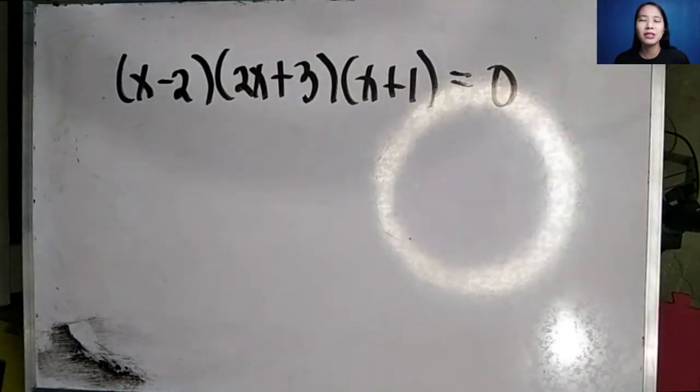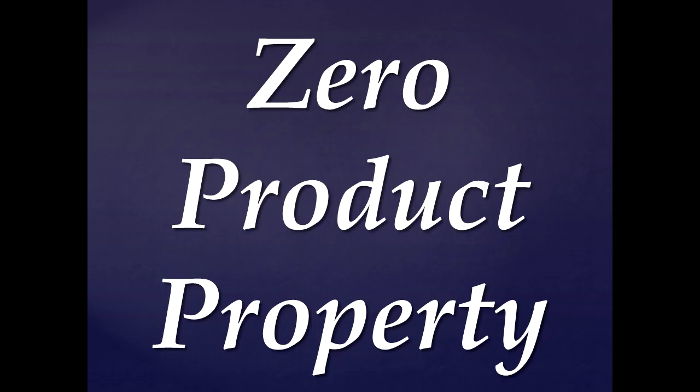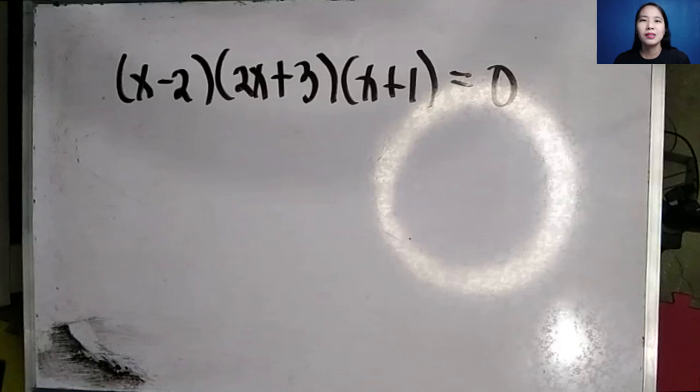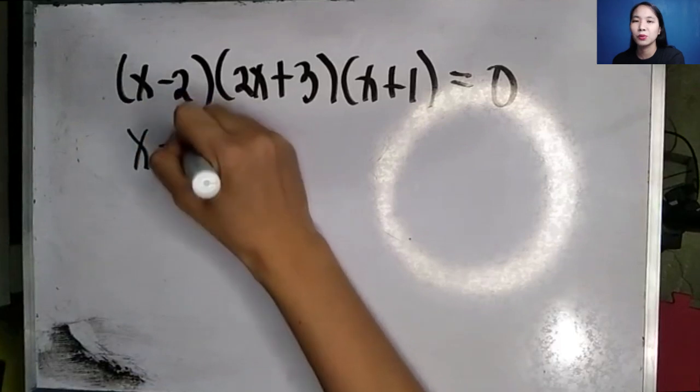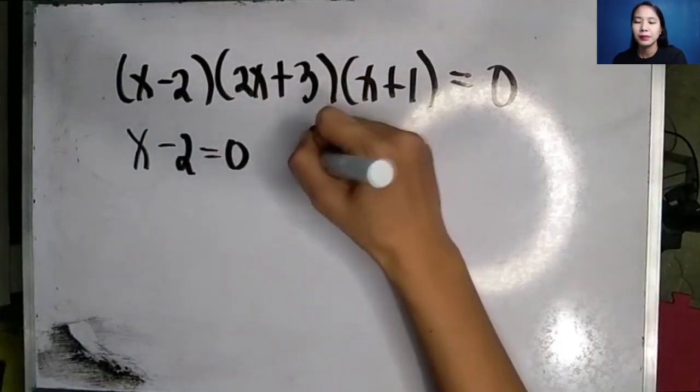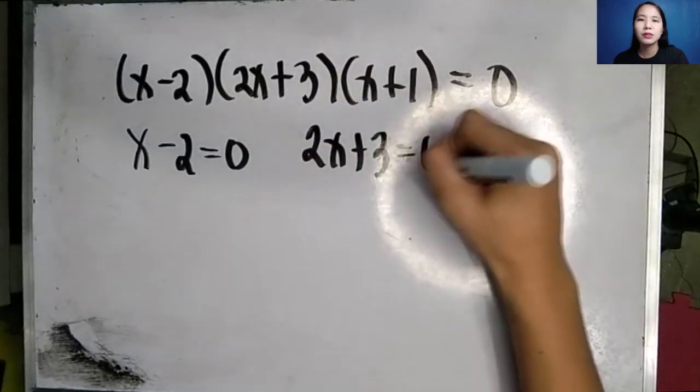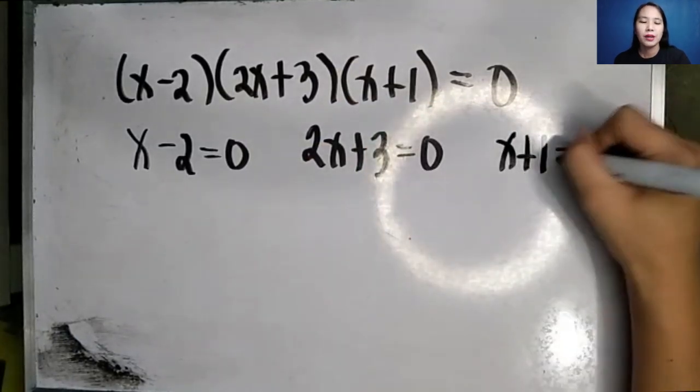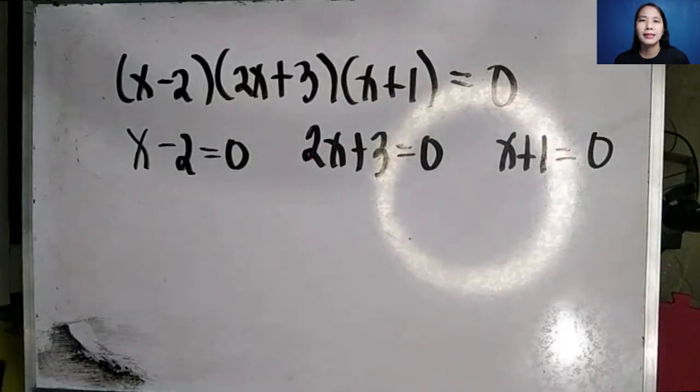Our given polynomial equation is expressed in factored form. When the equation is expressed as linear factors, the zero product property will be applied to solve its solution. What we are going to do with our given is equate each factor to 0. Thus, x - 2 = 0, 2x + 3 = 0, and x + 1 = 0. And then we simply solve for the value of x in each linear equation.